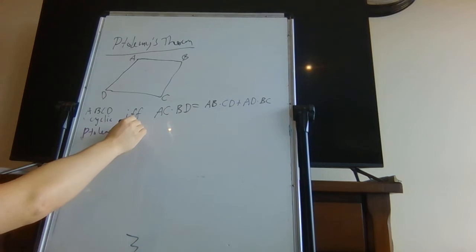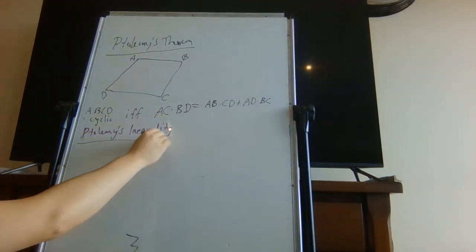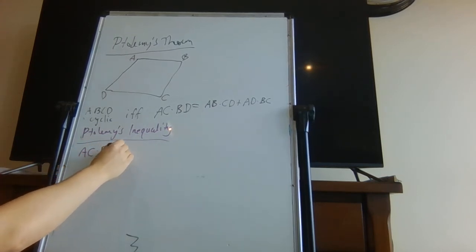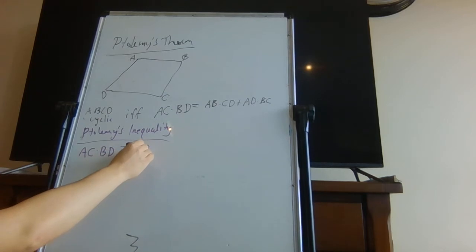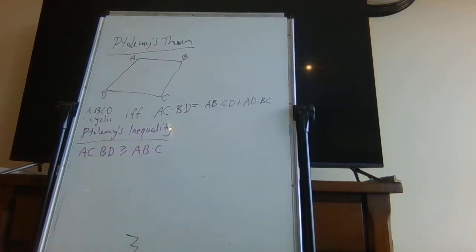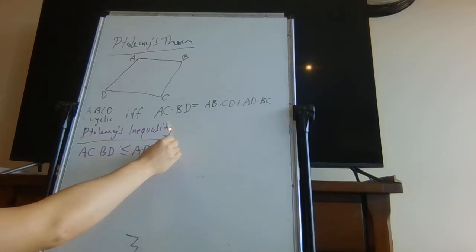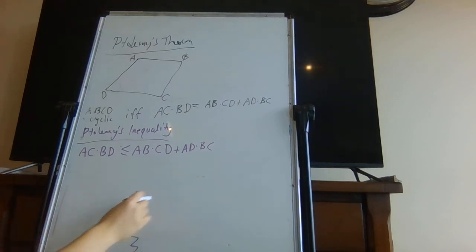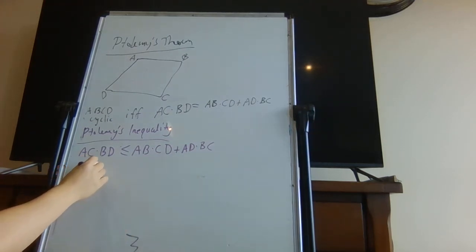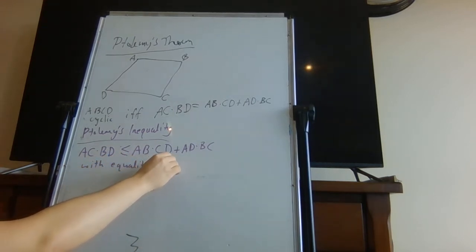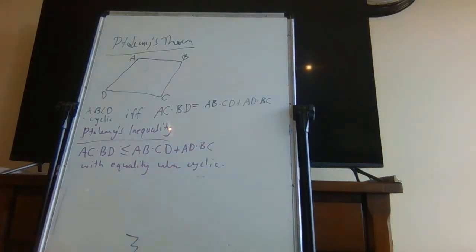So Ptolemy's inequality, what is it and what does it mean? So it's cyclic. Ptolemy's inequality is AC times BD is always greater than or equal to AB times CD. Actually, is it the other way around? Yeah, it's the other way around. Well, we can check it when we prove it. That proves A is in the circle, so this is D is in the circle, with equality when cyclic. That makes sense?